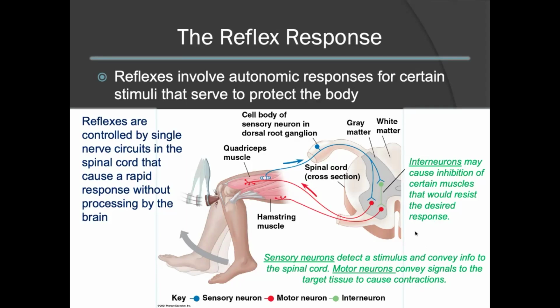Note the presence of a typical reflex response here. Sensory neurons will be present in order to detect the stimulus. This will convey that information through action potentials into the spinal cord. Interneurons may cause the inhibition or activation of certain muscles. Motor neurons will then convey that signal to the target tissue to cause contractions.